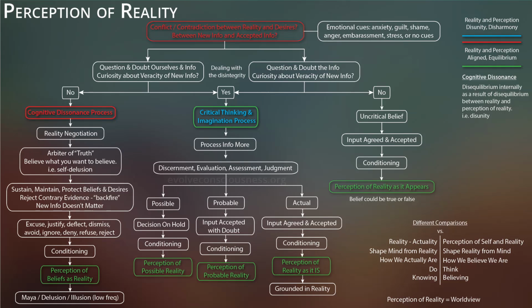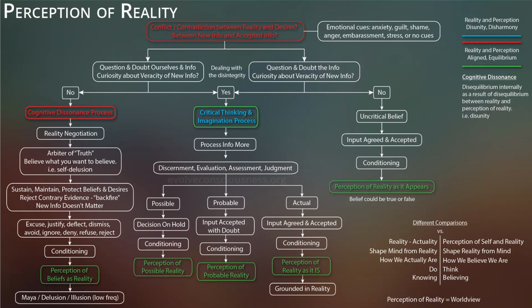I had to chop out some steps. So, do you have a conflict? Yes. Well then, or if you have a conflict, no. But do you still question and doubt yourselves and the info? So, say reality and your desires were the same. The new info and the accepted info was the same. Do you just blindly accept it as it appears, or do you still question? So, going to the right side, everything's fine. There's no conflict, right? We went to the no side, to the right. Do we still question and doubt the info? Curiosity about the veracity of the new info.